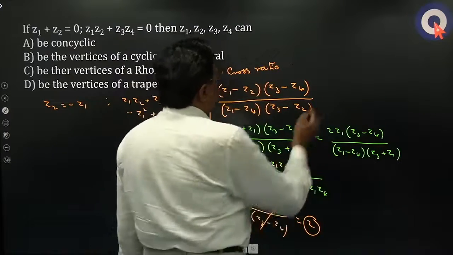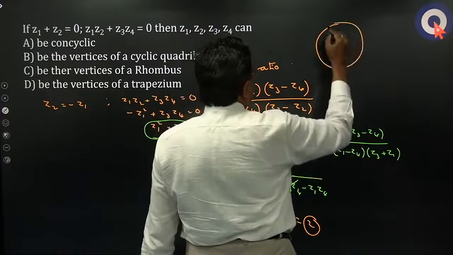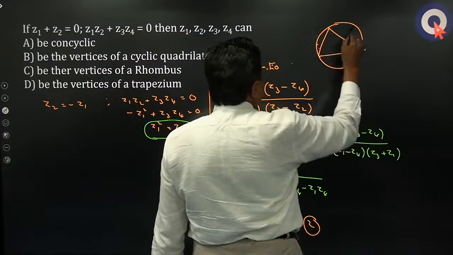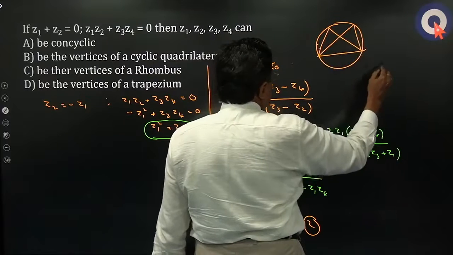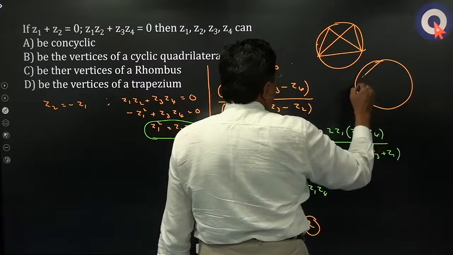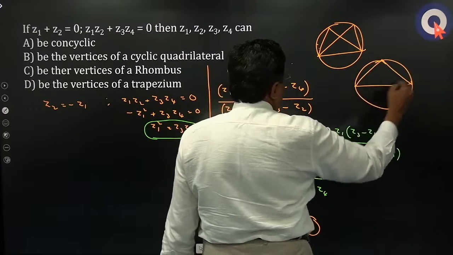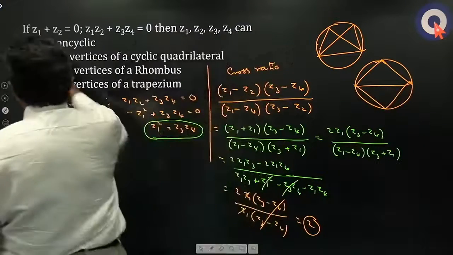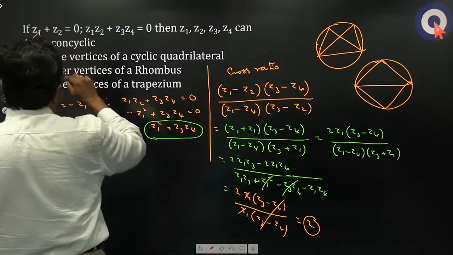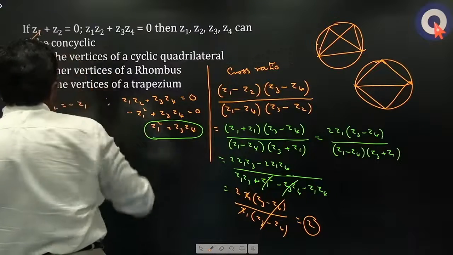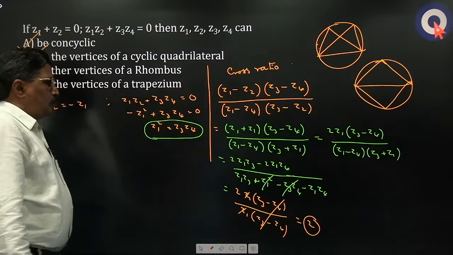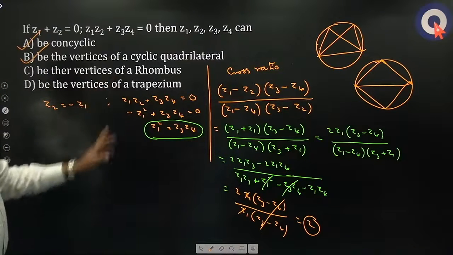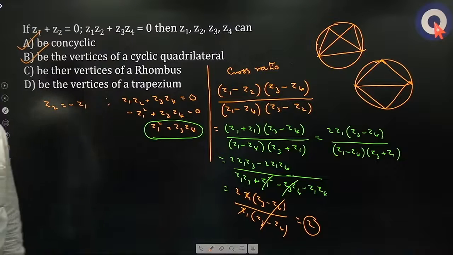So concyclic means the 4 points can be like this, or like this, or they can even be like this. So you can choose both the options, be concyclic with the vertices of a cyclic quadrilateral. So both of them can be taken, all right. Both the options are correct here. Of course, you can't say anything about rhombus and trapezium here.